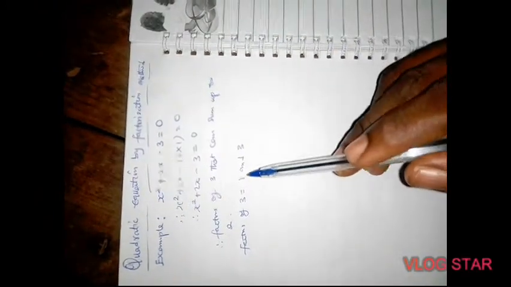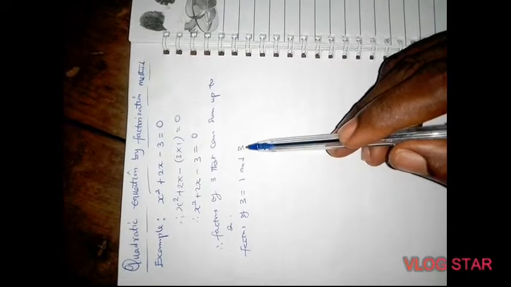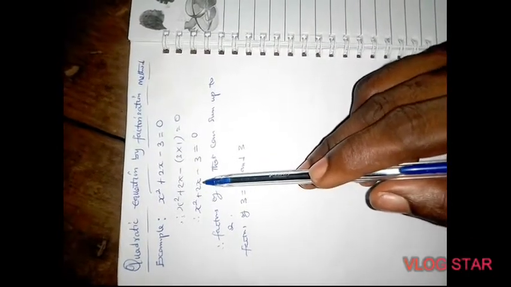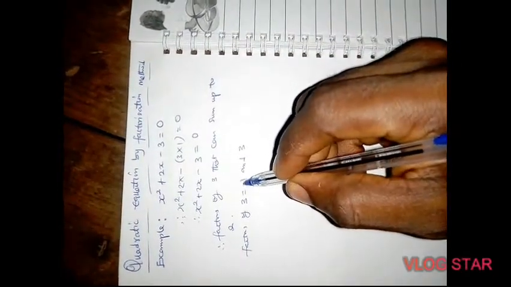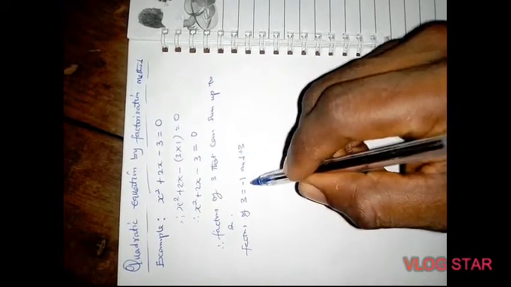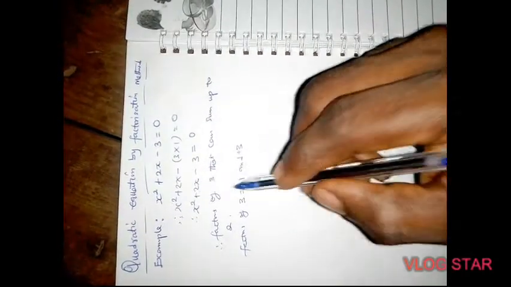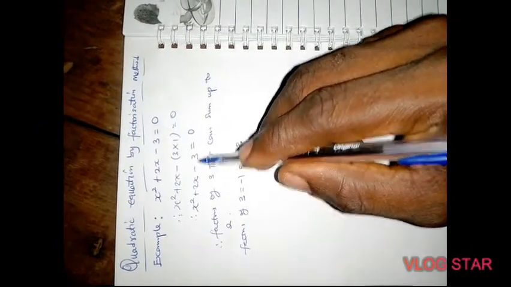Now, if we sum these two factors, 1 plus 3 will give us 4 and not 2x. So what we have to do is regulate the signs. Here becomes minus while here is plus. Minus 1 plus 3 will give us plus 2, and minus 1 times plus 3 will give you minus 3. So which means that these two factors easily worked out.